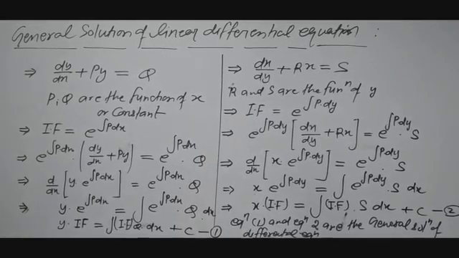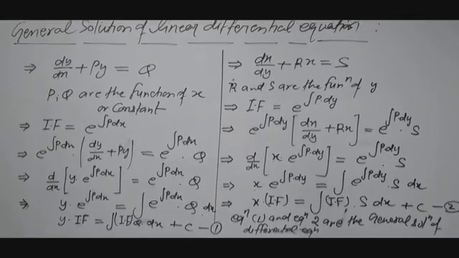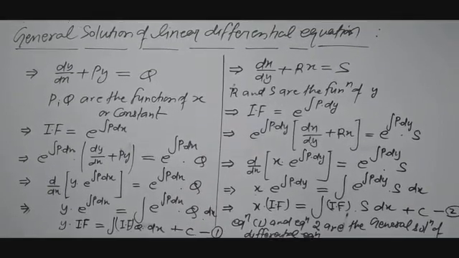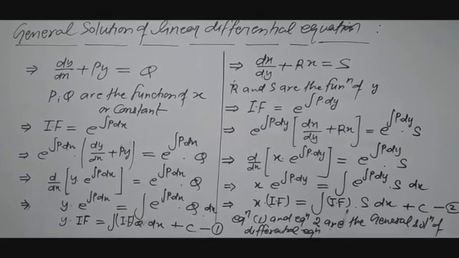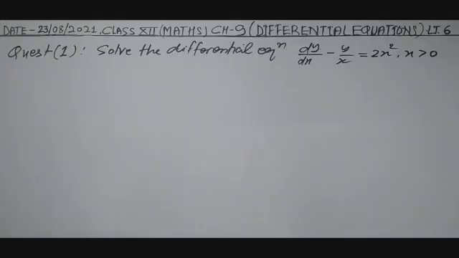Now I will come to the example of how to solve the linear differential equation of first order and first degree. Now question number 1 is: solve the differential equation dy by dx minus y by x is equal to 2x square, where x is greater than 0.